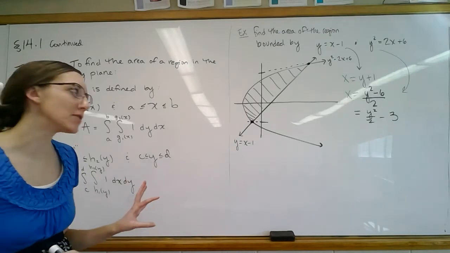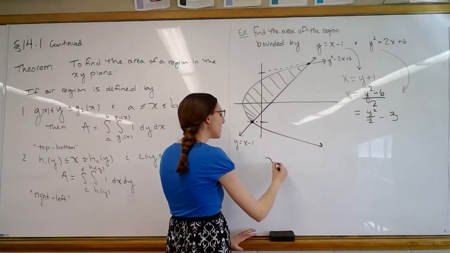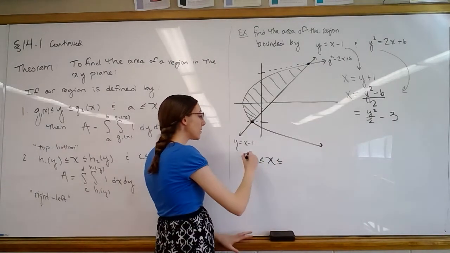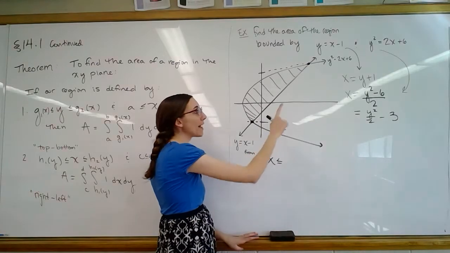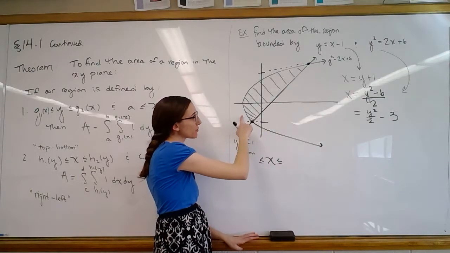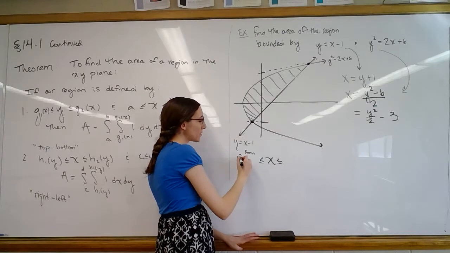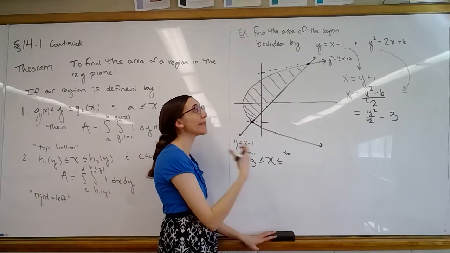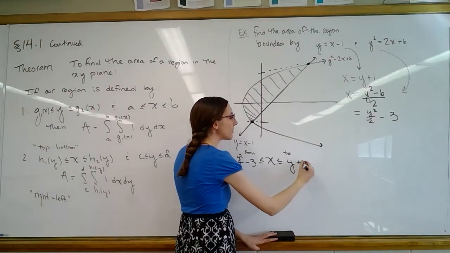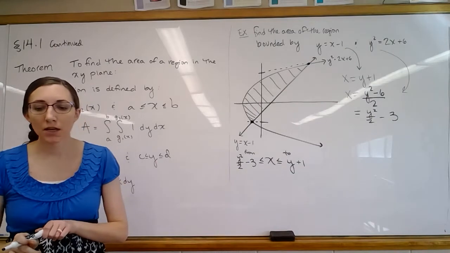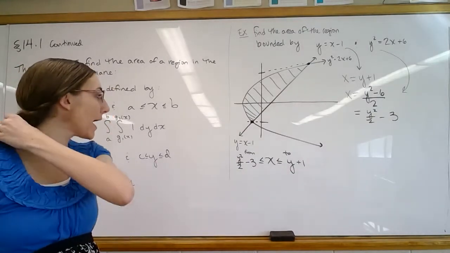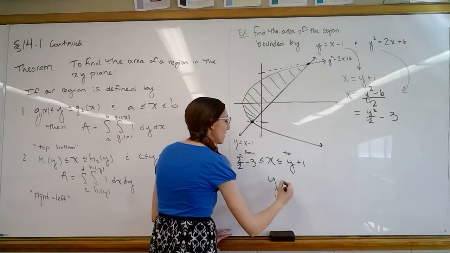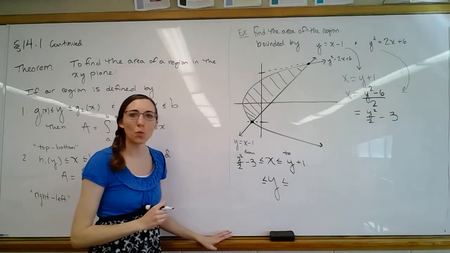So part of defining this region, we can already see that x goes from that parabola portion, which was this guy. So it goes from y squared over 2 minus 3 to the line portion, which in terms of x is y plus 1. So what we really just found is our bounds for our x variable. Now what we still need is my bounds for y.